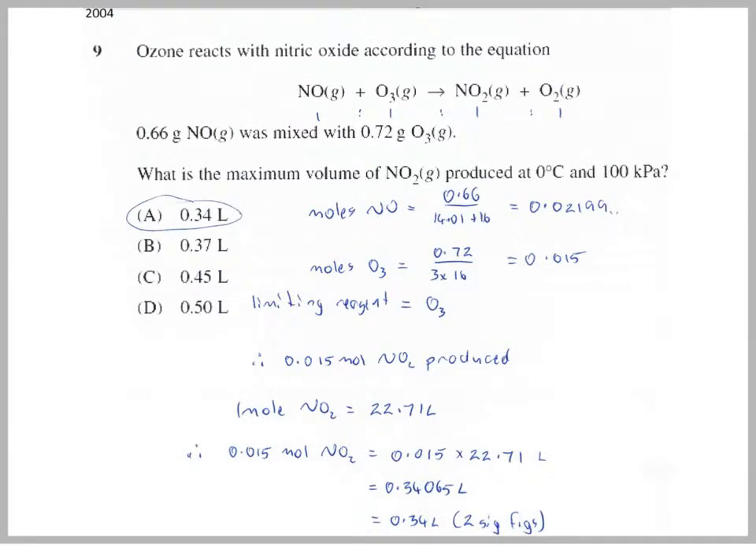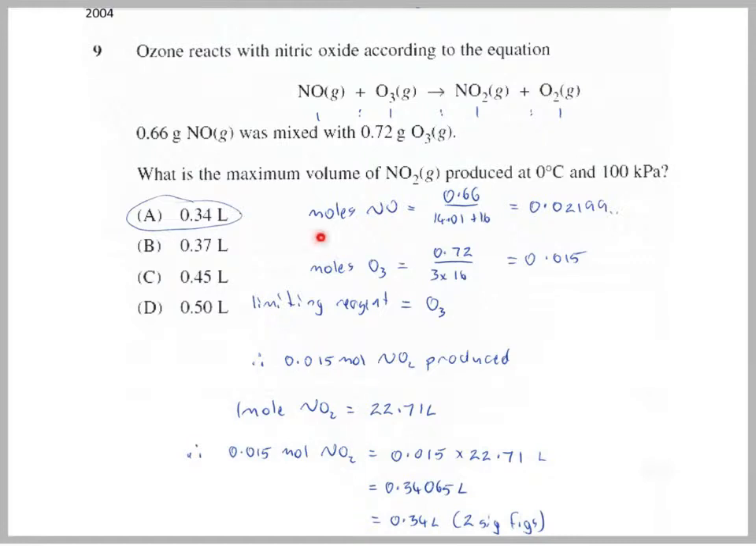On to the 2004 HSC, and we have got a lovely little multiple choice question which takes a bucket load of calculations. So, ozone reacts with nitric oxide according to the equation. Alright, there's the equation. It's all 1 to 1. We're given 0.66 grams of nitric oxide, we're given 0.72 grams of ozone. Now, the problem is we don't know at this stage which one is the limiting reagent and which one is in excess. So that's going to be our first thing to do.